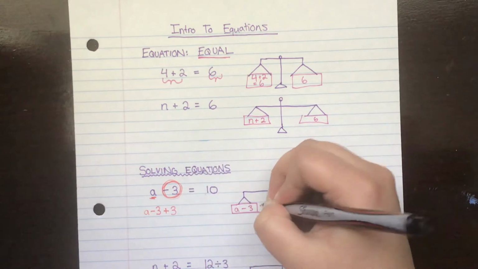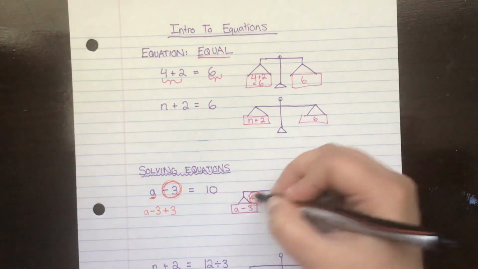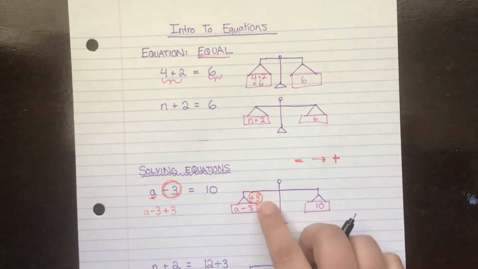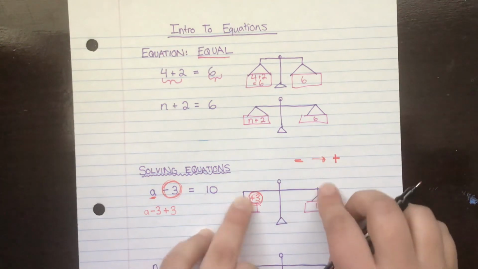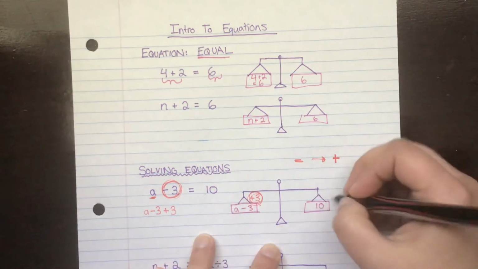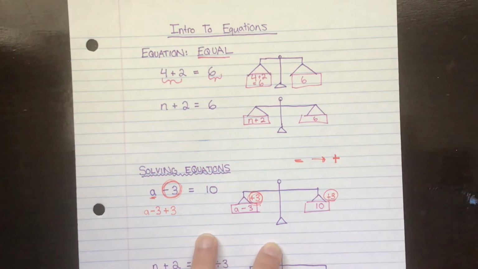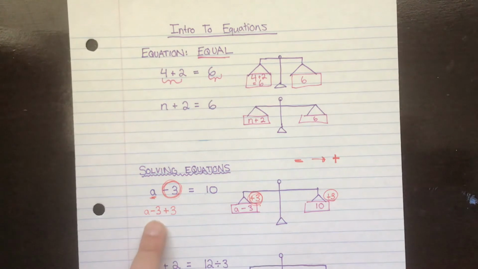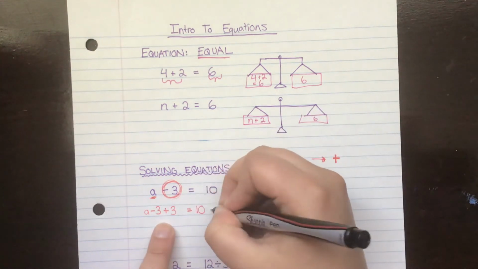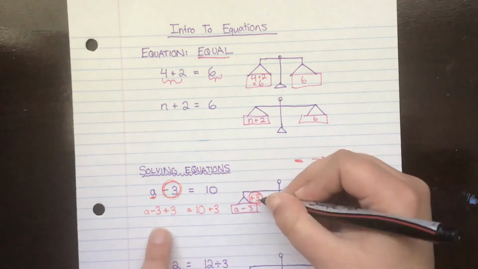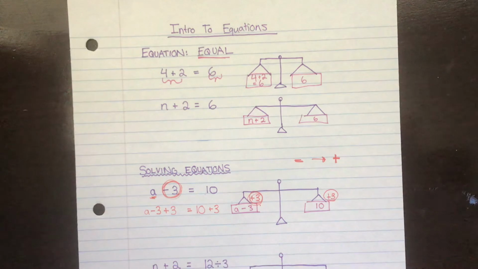So now on this scale, I'm adding a plus 3. Now if I add a plus 3 to this side of my scale, I'm going to end up with an imbalanced scale again. So to balance it out, I'm also going to put a plus 3 on this side of the scale. So now my equation reads a minus 3 plus 3 equals 10 plus 3. Whatever I do to this side, I have to do to the other side as well.